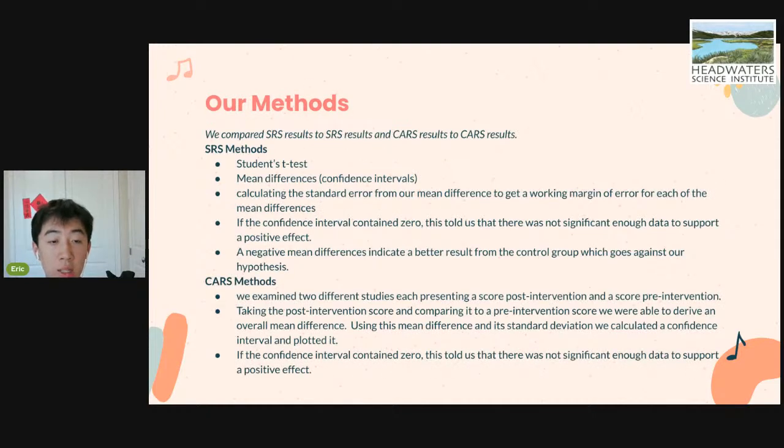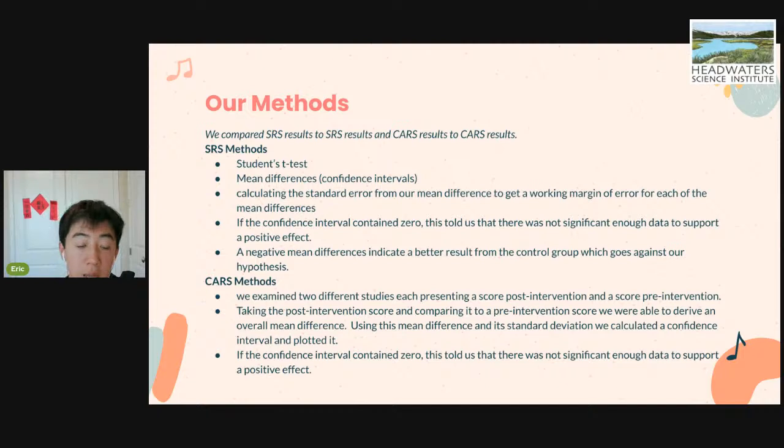So for our methods, we compared SRS results to SRS results and CARs to CARs. And for SRS, we used a t-test, which I'm going to get into later, and mean differences with confidence intervals. So using our mean differences, we were able to get a margin of error. And if that confidence interval did overlap 0, we ruled that the data was not significant enough to support a positive result of music therapy.